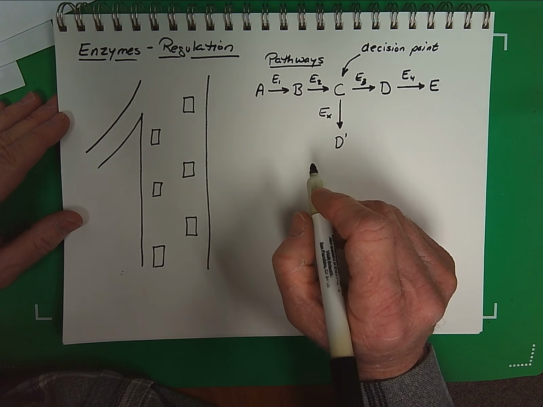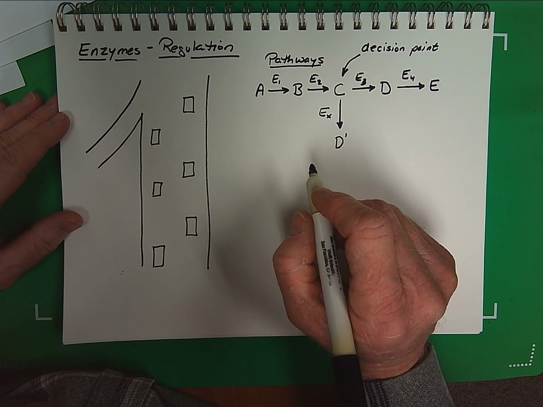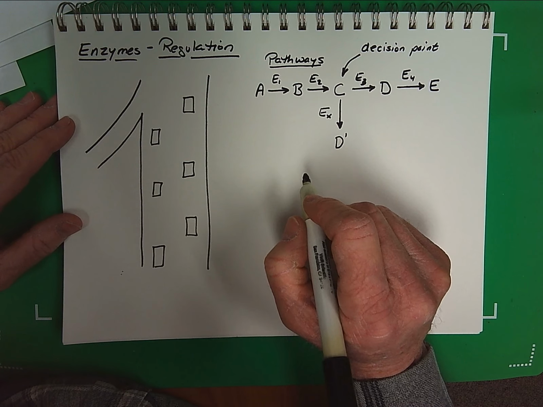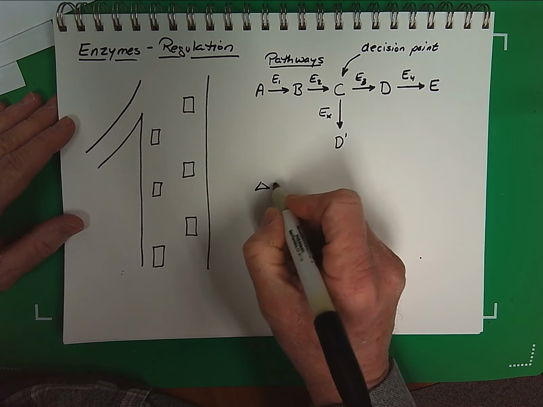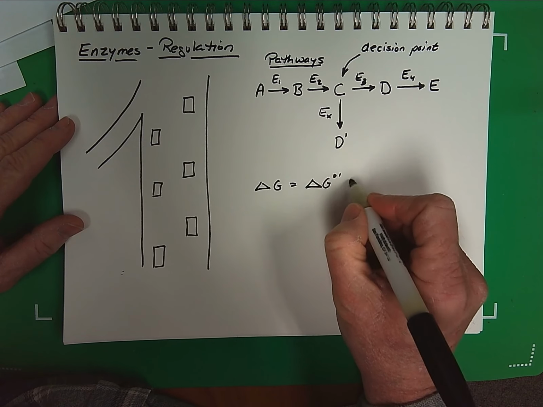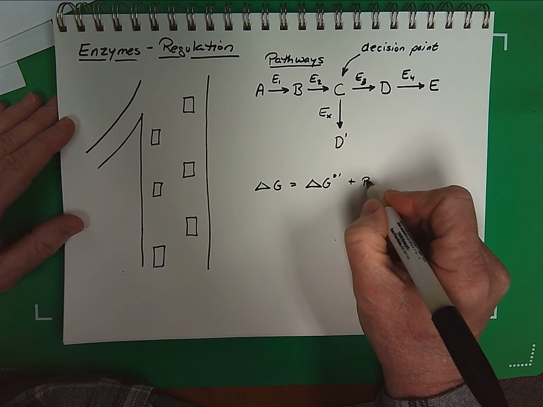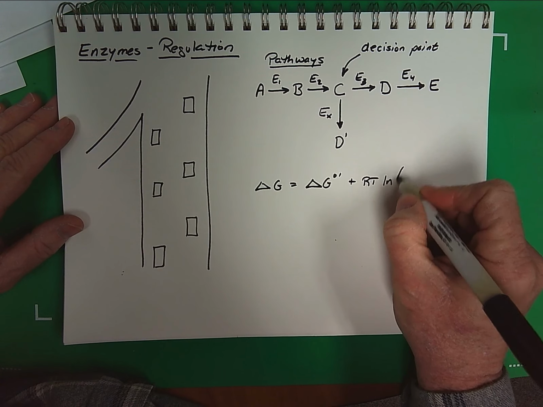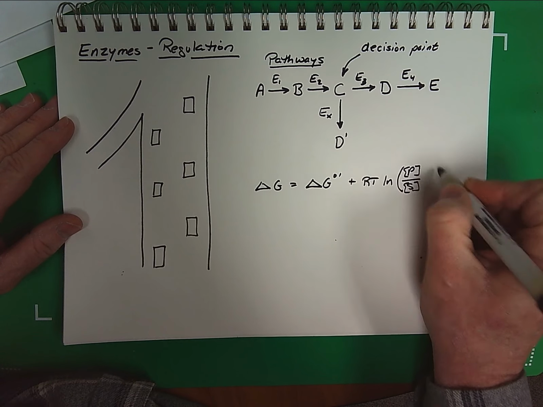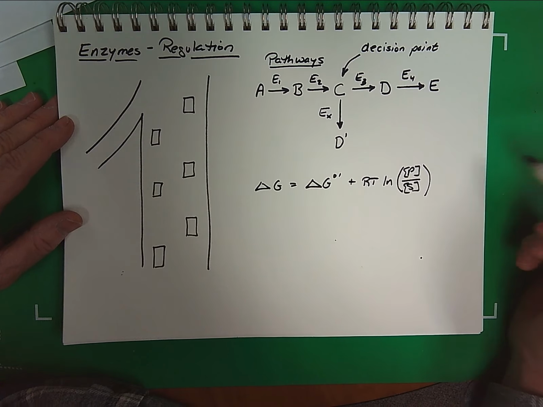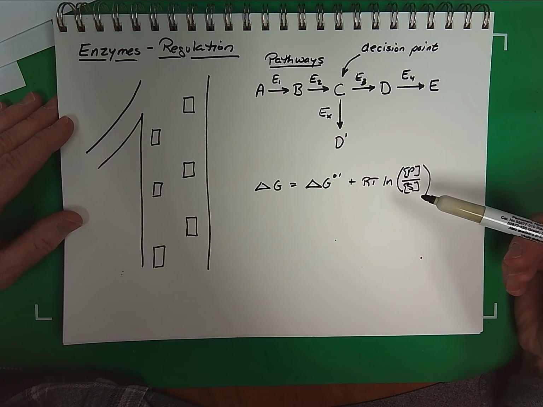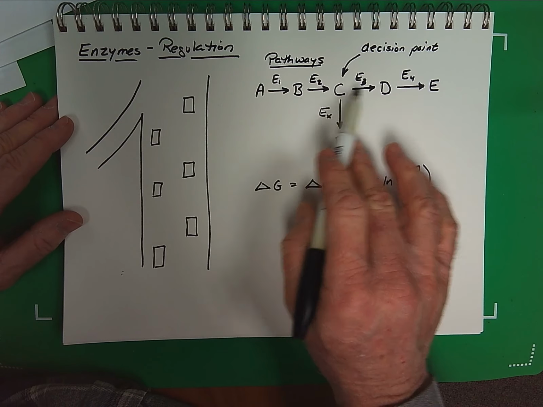So what dictates this? Typically, we are going to be using our principle of thermodynamics to determine this. Recall our thermodynamics: change in free energy equals the change in the standard free energy plus the natural log of our product over substrate. What we are going to be changing here is the substrate-product relationship in order to alter the thermodynamics to make this decision point.